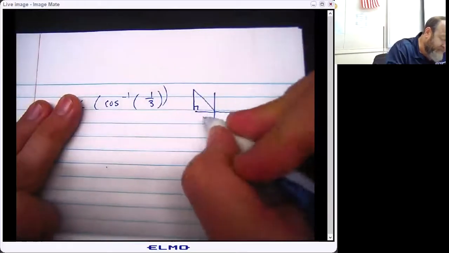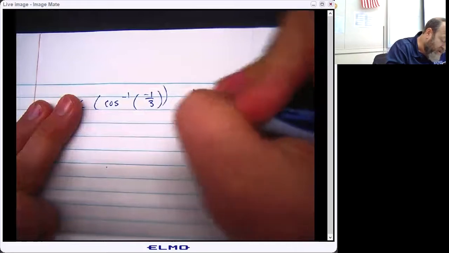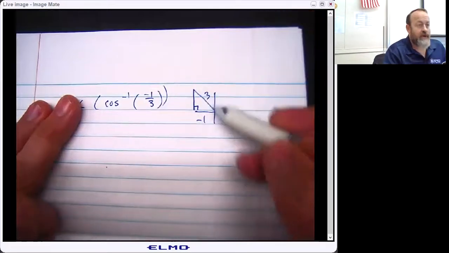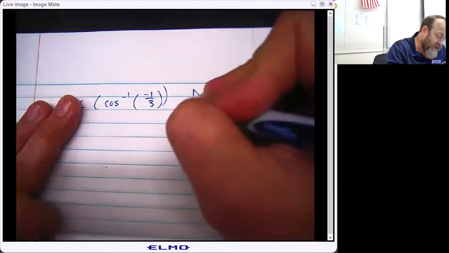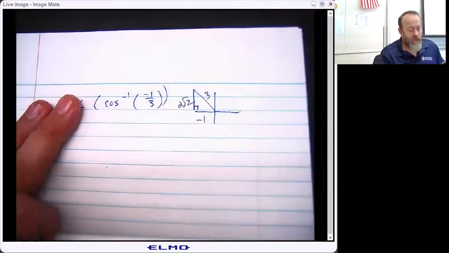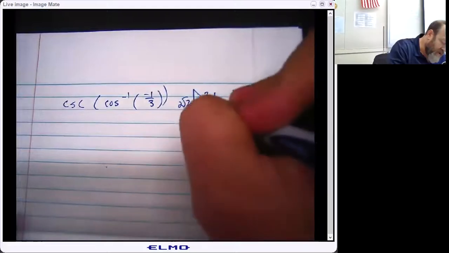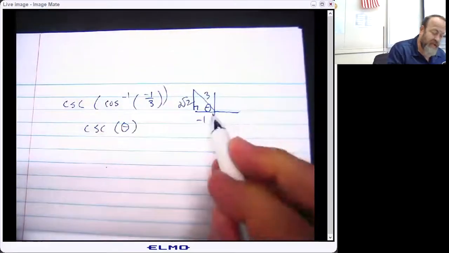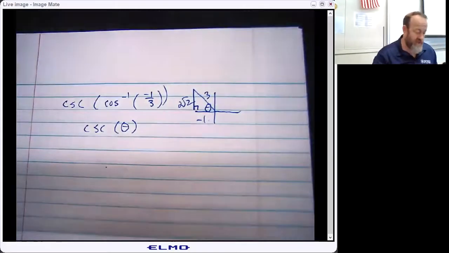So the cosine, I forgot to make that negative, I meant to, -1/3. Pythagorean theorem says a squared plus b squared is c squared, so that makes this side √8, or 2 roots of 2. So if I now wanted to find the cosecant of this angle, regardless of the fact that I haven't actually found out what theta is, because I don't need theta, I want the ratio found by theta.